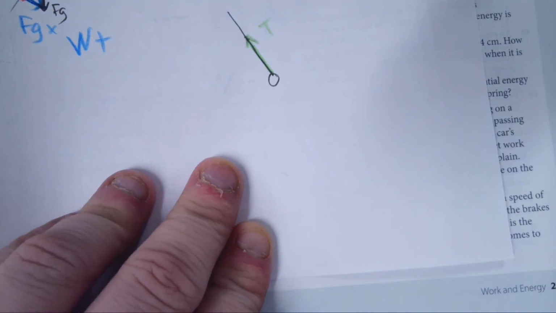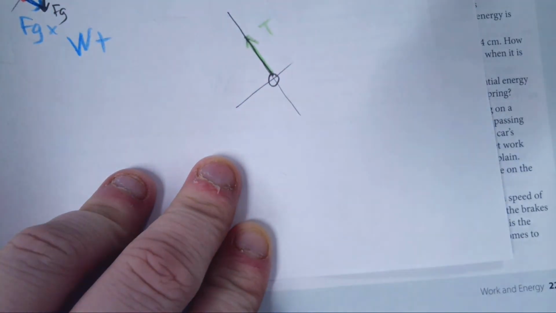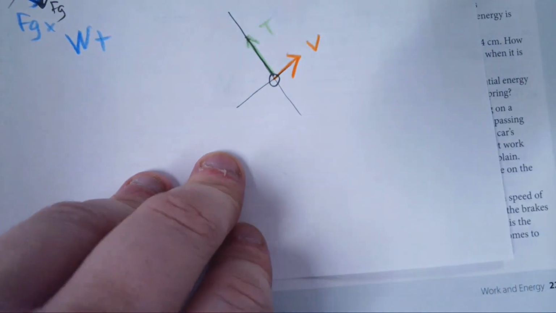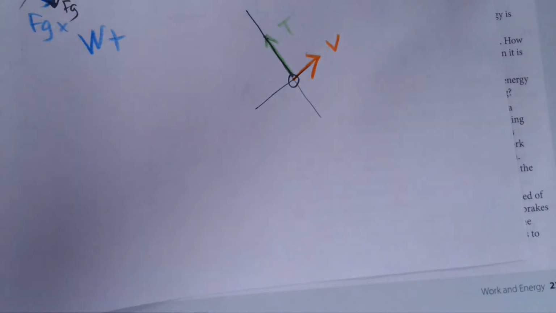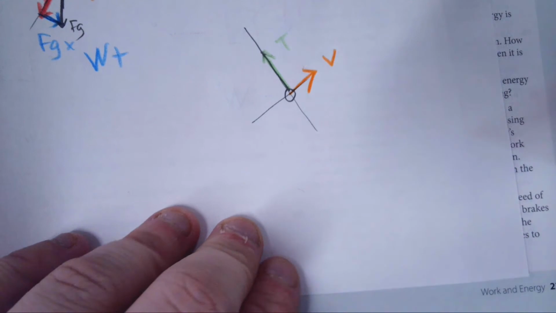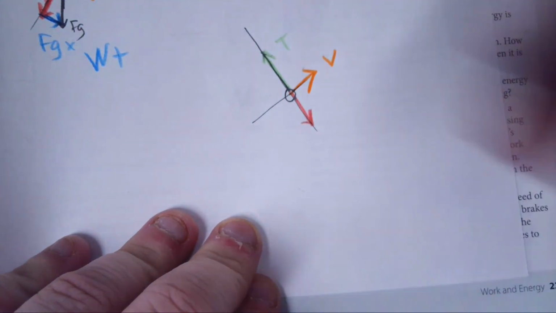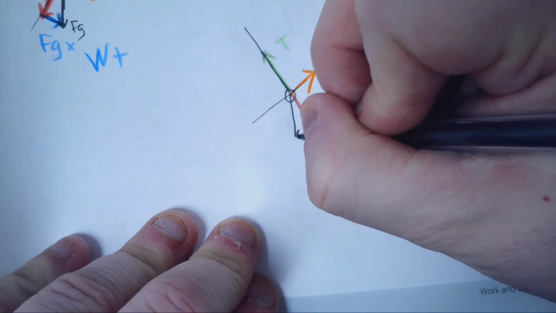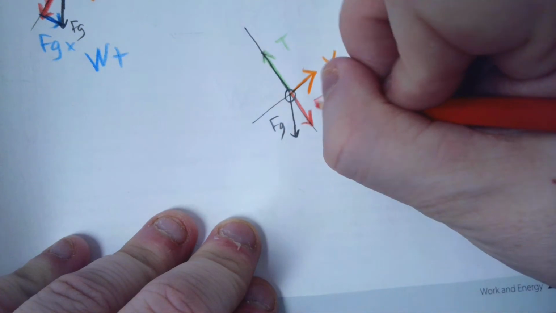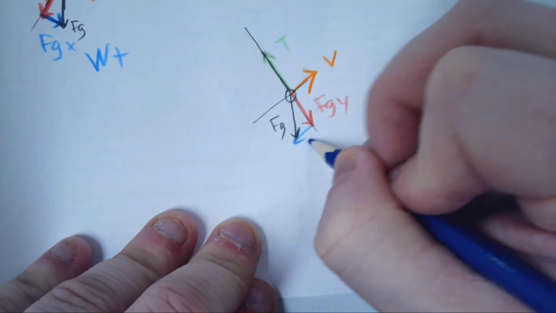We have the velocity. The velocity is moving. It's still moving in this direction as it goes there, or at that point. That's the direction before it changes which way it's going. The color we used, this is F, G, or sorry, there's the gravity. There's Fg of y. And here is Fg of x.